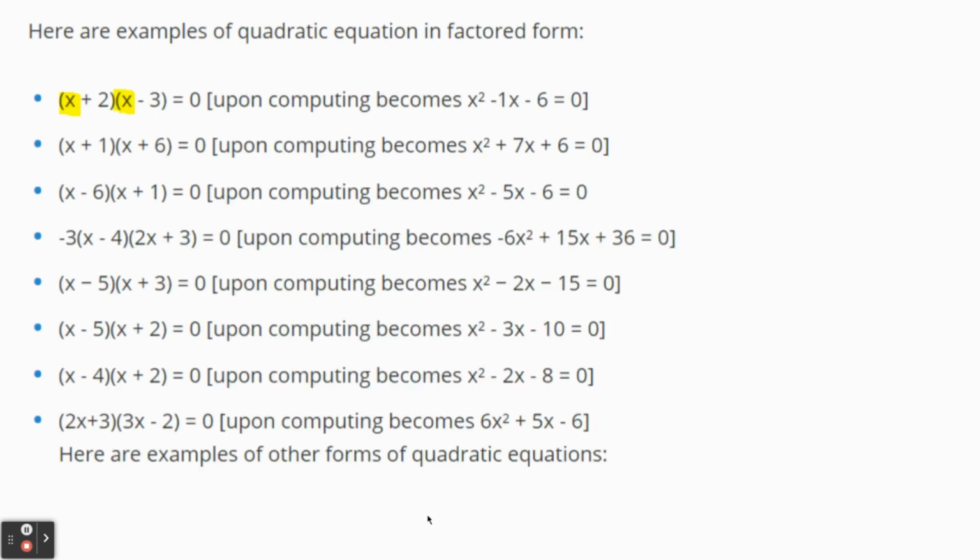Another type of quadratic equation is something called factored form. Here are some examples of where the quadratic has actually been factored, because if you were to multiply, let's say, for example, the top one, x plus 2 times x minus 3, that first term is going to be x times x, which is x squared.